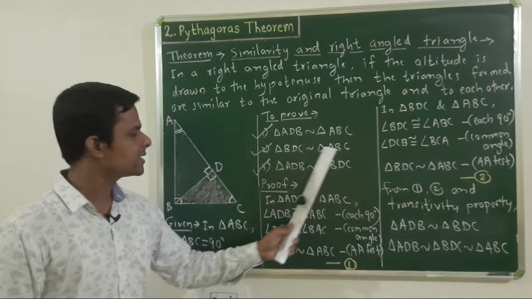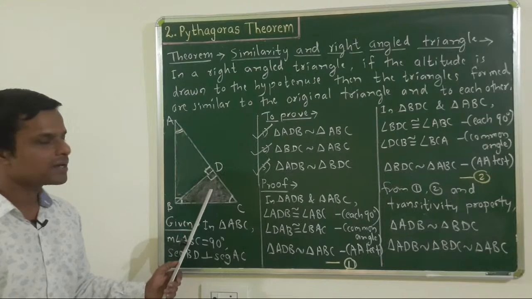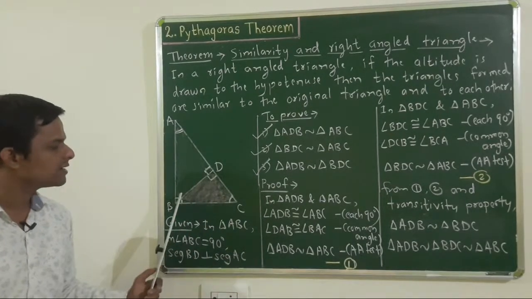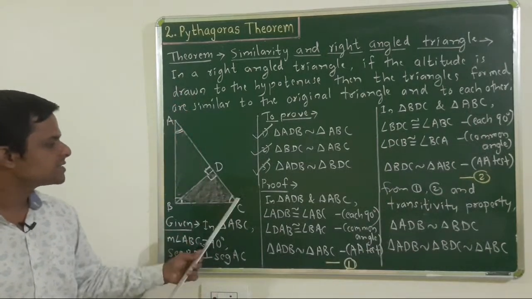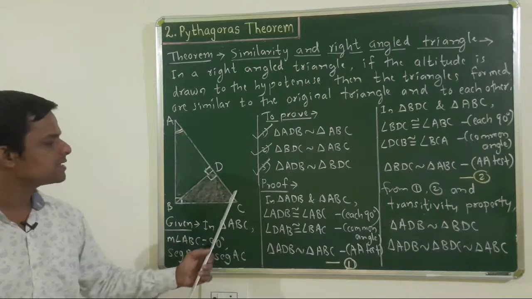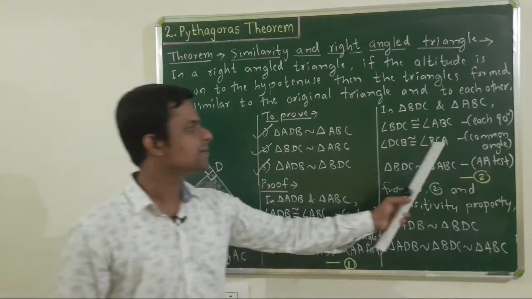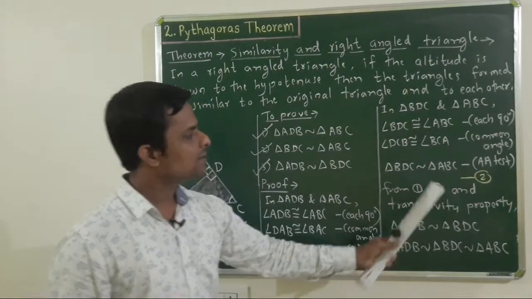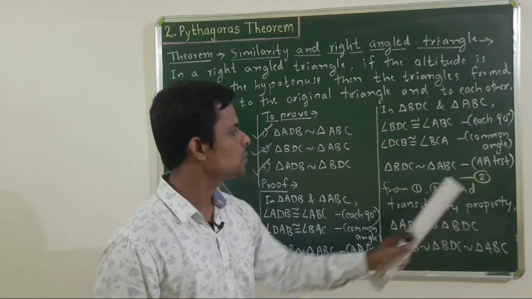Now, taking the second pair, that is triangle BDC and triangle ABC. In triangle BDC and triangle ABC, again angle BDC is congruent to angle ABC. Reason: each is 90 degrees. Angle DCB and angle BCA: angle C is common to both triangles but the names are different. Reason: common angle. Hence triangle BDC and triangle ABC are similar by AA test, statement number 2.